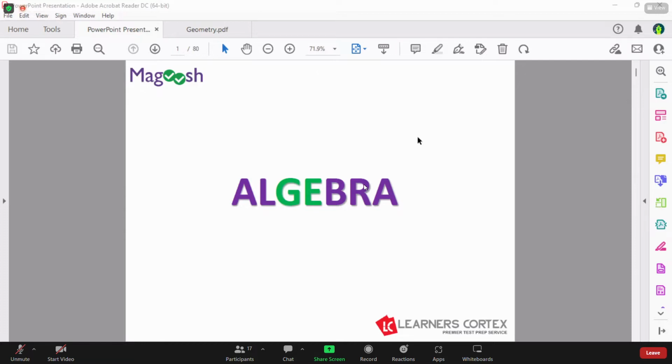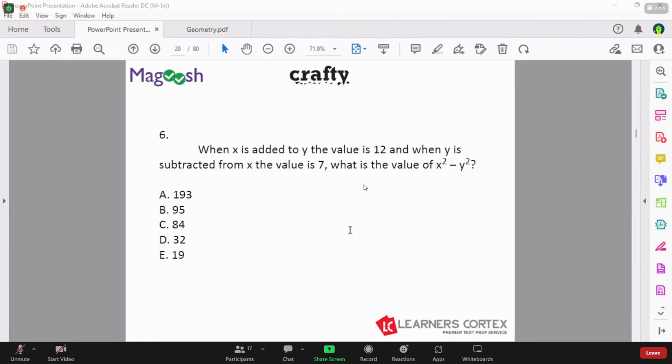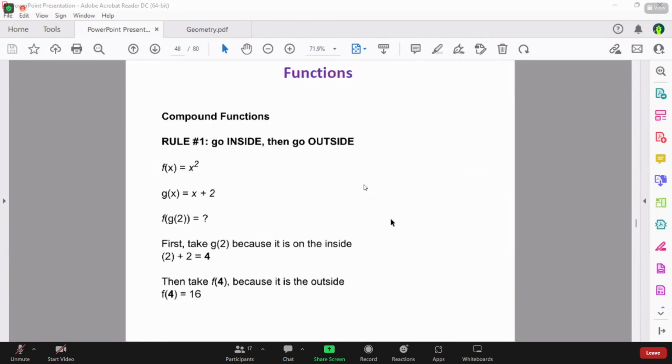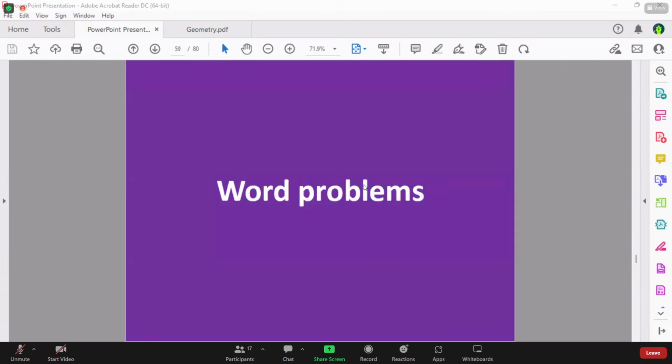We were to discuss certain questions in algebra. So we were discussing the word problems. We'll discuss those questions and then we'll start with the algebra review. Okay.